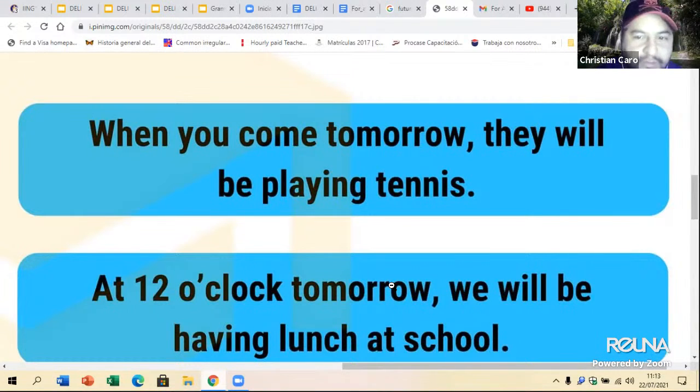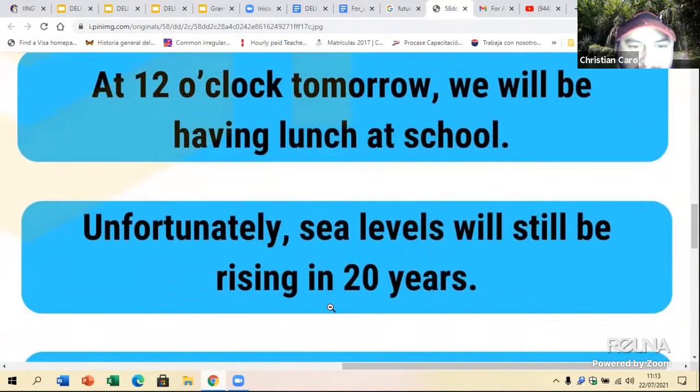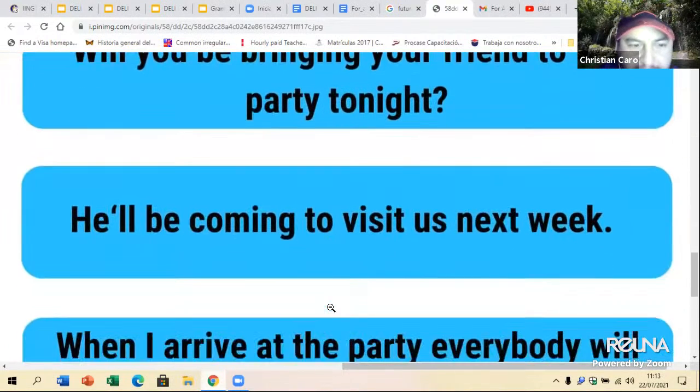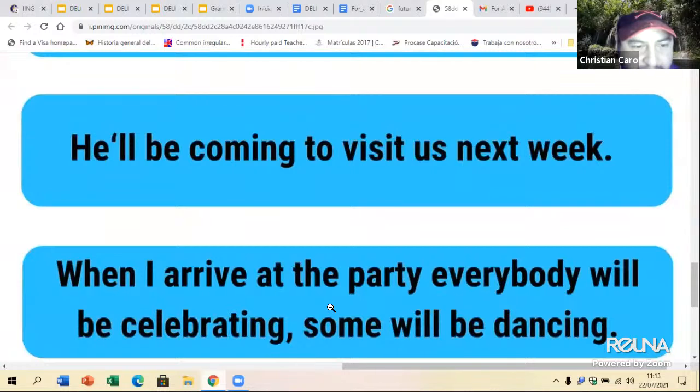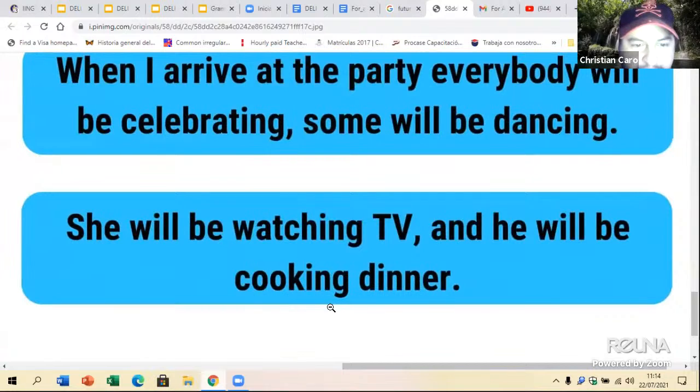Entonces, imaginándonos el futuro, porque el futuro no existe, lo creamos nosotros. Entonces, when you come tomorrow, they will be playing tennis. At 12 o'clock tomorrow, we will be having lunch at school. Unfortunately, sea levels will still be rising in 20 years. Will you be bringing your friend to the party tonight? He will be coming to visit us next week. When I arrive at the party, everybody will be celebrating, so we'll be dancing. She will be watching TV. Vamos a usar la contraction, por supuesto. She'll be watching TV and he'll be cooking dinner.